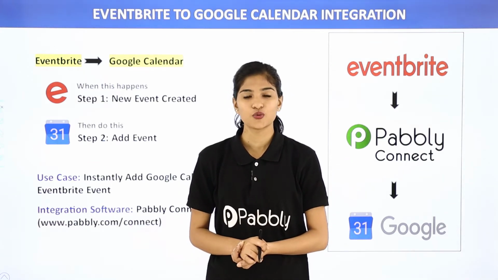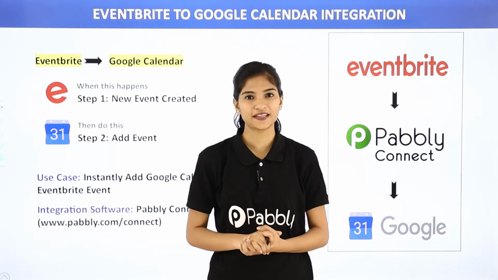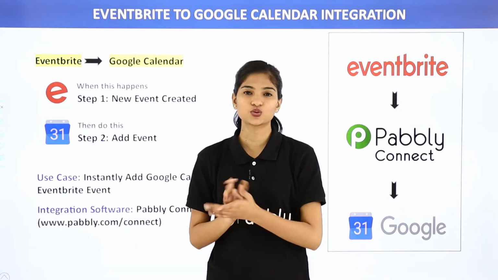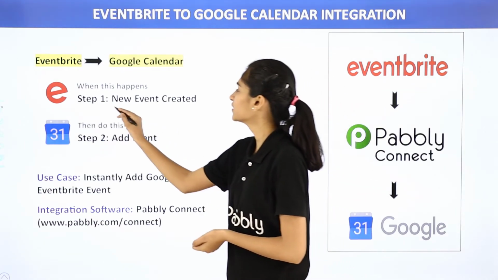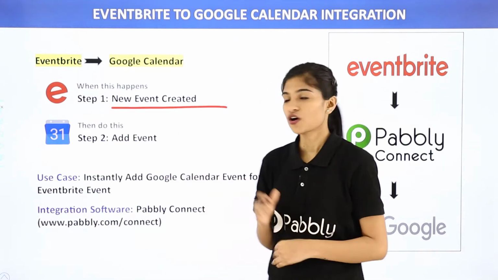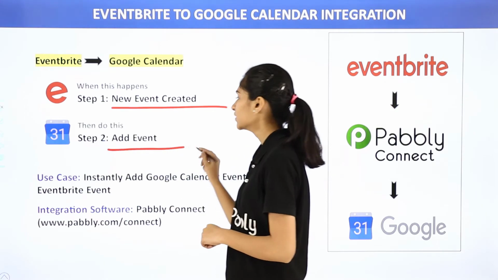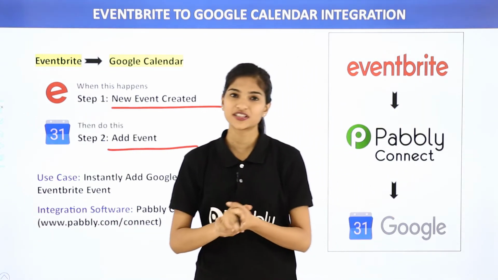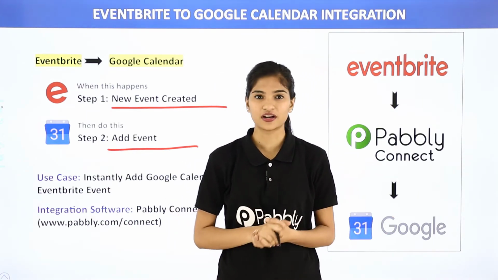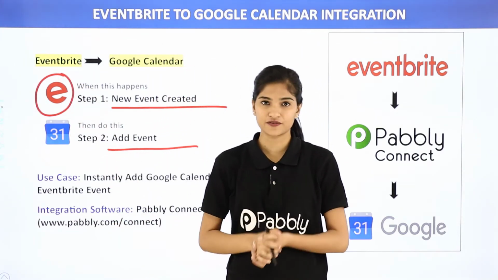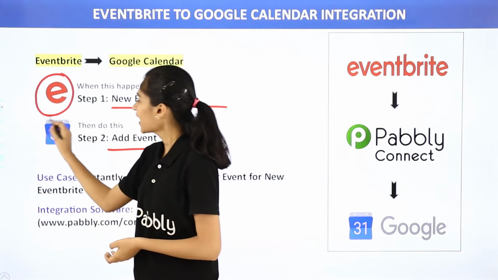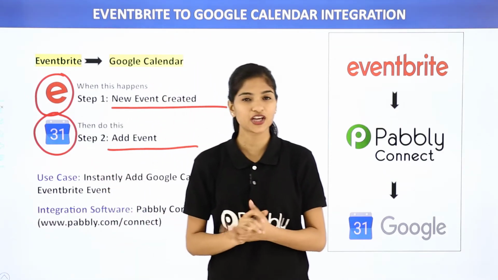Today in this video, we are going to integrate two software applications, Eventbrite and Google Calendar. So the use case here is, whenever a new event is created in Eventbrite, automatically add the event in Google Calendar. Now let us know what these two software applications are all about. Eventbrite is an event management and ticketing website, whereas Google Calendar is a free calendar service by Google.